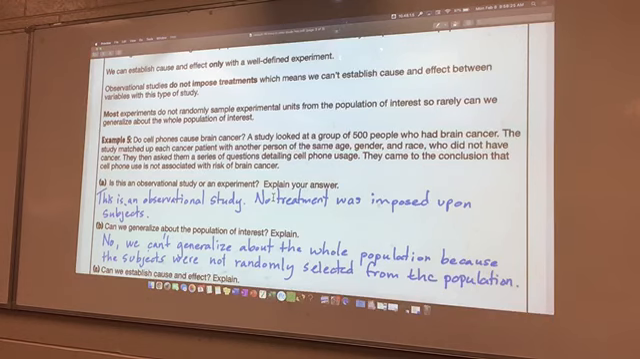Can we establish cause and effect? You can never establish cause. That should help you understand the question based on the type of study we have. No, because it's not well designed enough, because it's just talking about a series of questions. Well, this is an observation, right? Not an experiment, right?